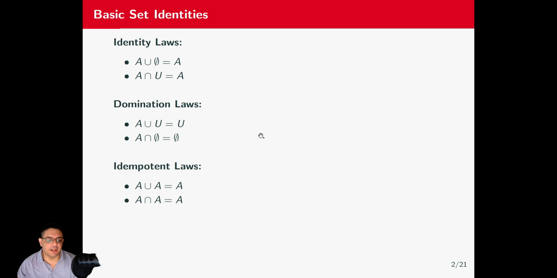Now, in terms of other types of laws, we have the idempotent laws. If we make a union of a set with itself, we get back the set, and if we make an intersection of a set with itself, we get back our original set. Now, the complement laws are different. If I make a union of a set with its complement, we get the universe, and the complement is disjoint from the original set. So if you make an intersection between A and its complement, they're not going to have elements in common, and the intersection is going to be empty.